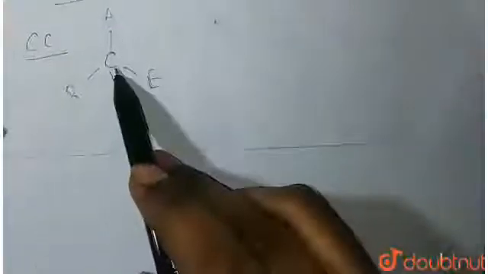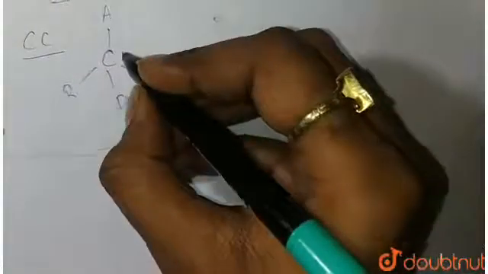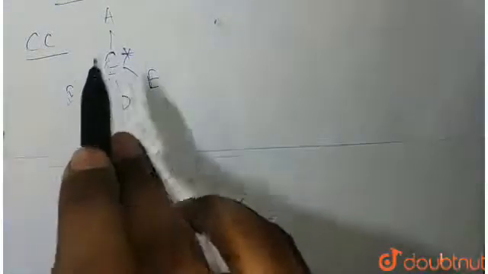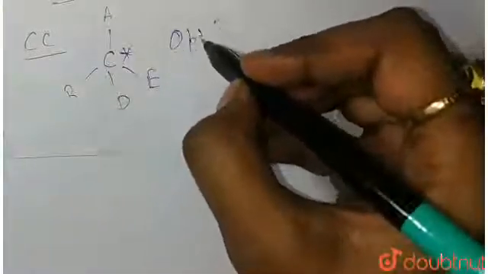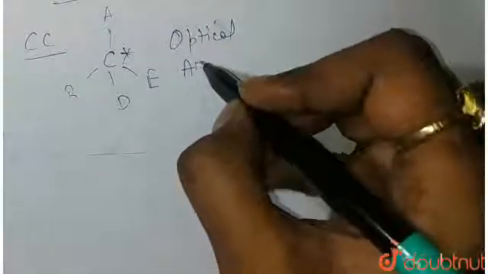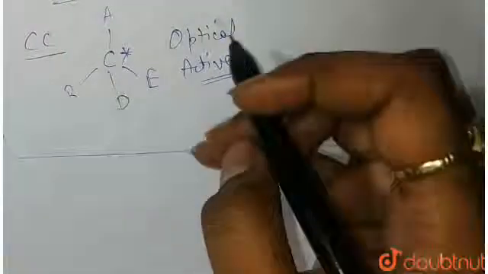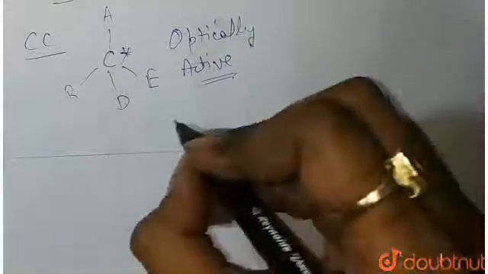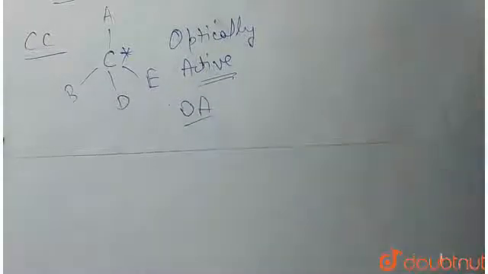See, this is a carbon. Let's say A, B, D are the substituents attached to one carbon, and since all four substituents are different, this carbon will be our chiral center. If this is a chiral center, then this compound will possess optical activity. This will be an optically active compound.